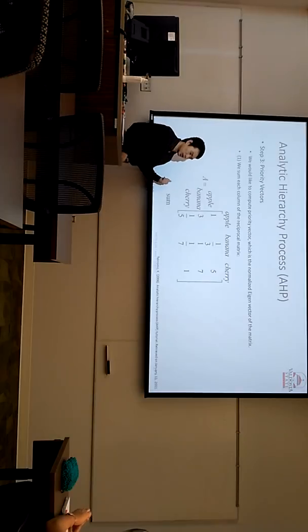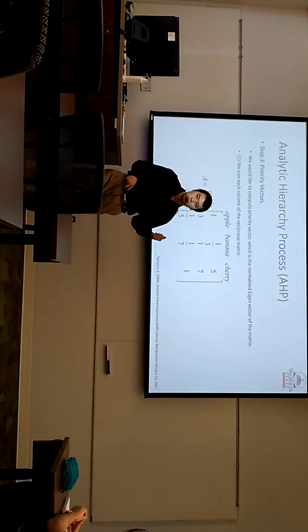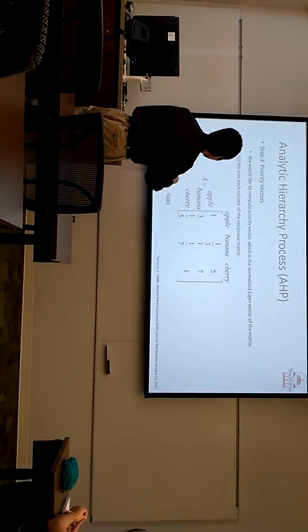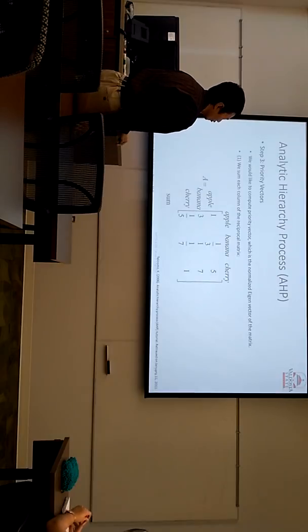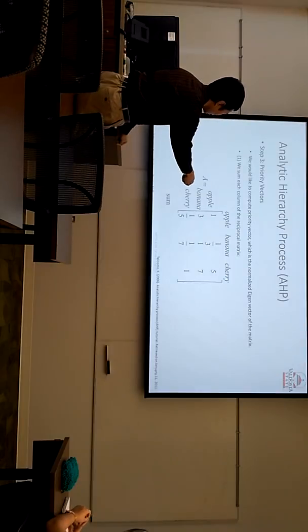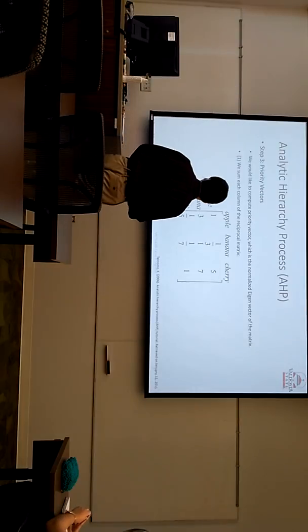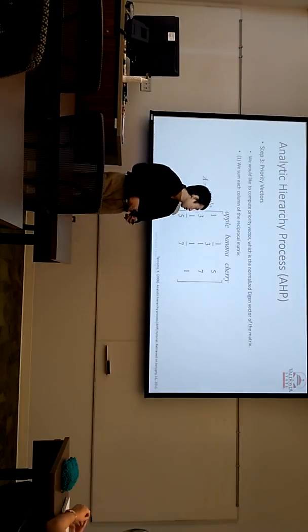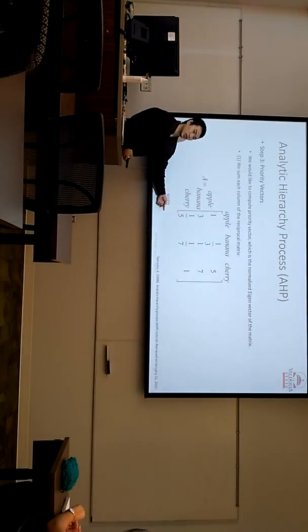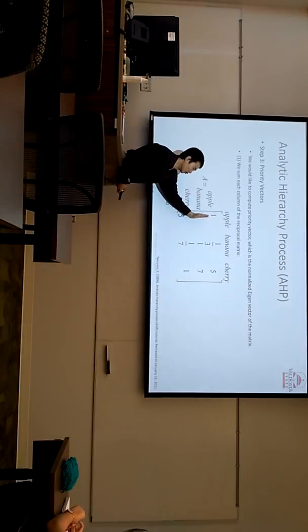So how do we calculate something we really want? Okay, the first one is the priority vector. We have this fully populated matrix. The first step we need to calculate is the summation for each column.